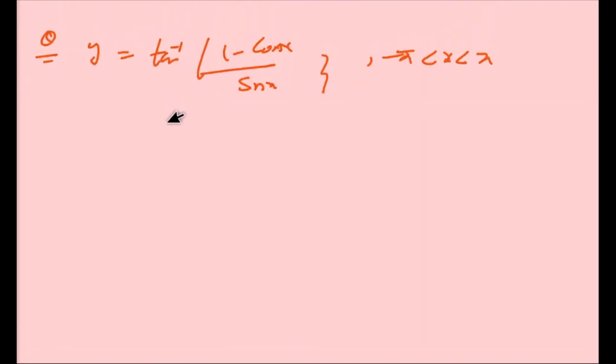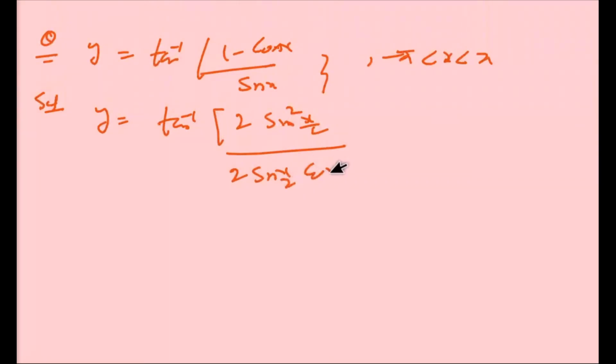So we can write this question this way: find the derivative of y equal to tan inverse, and you know 1 minus cos x equals 2 sine square x by 2. In the previous video we gave the formula 1 minus cos 2x equals 2 sine square x. If it is x, then x by 2, and we write 2 sine x by 2 cos x by 2 using the sine theta formula. 2 is cancelled out, sine is cancelled out, and here is tan x by 2. So we get tan inverse tan x by 2.